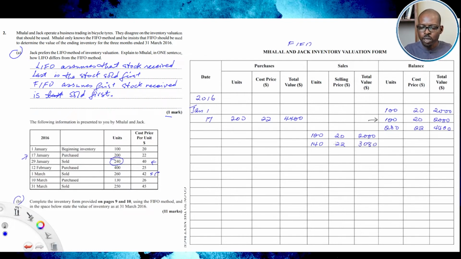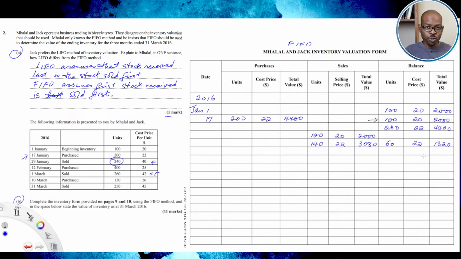The total value of that is 3,080. When we take that 140 from this 200 units over here, we have how many remaining? We have 60 remaining. So we're going to fit that in as our balance here. We have 60 at 22 remaining. And so our total value for that 60, when you calculate it, you should get 1320.